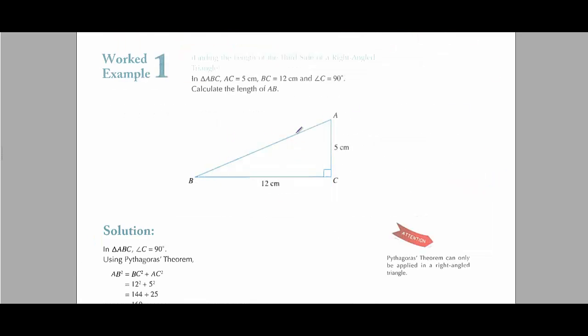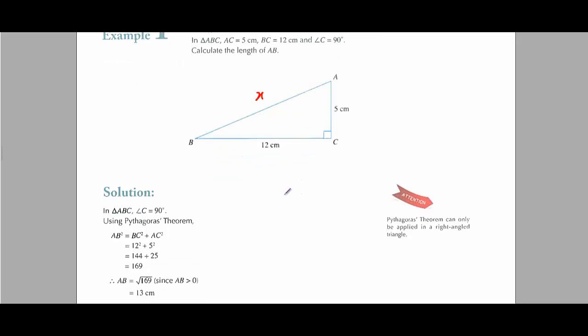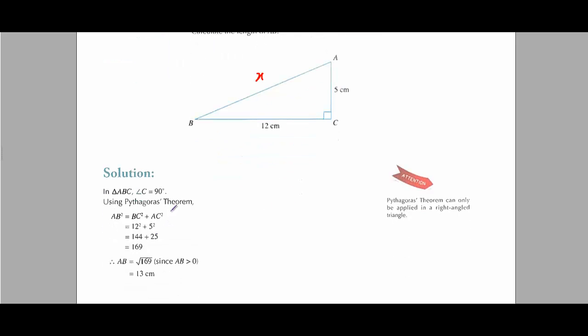So this is right angle triangle ABC, and this side is 12, this is 5, and we have to calculate the length AB. Let me call it X. As it is a right angle triangle, we will apply Pythagoras theorem. So what is Pythagoras theorem? Look here. So just plug in the values here.